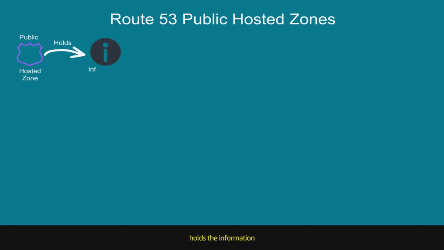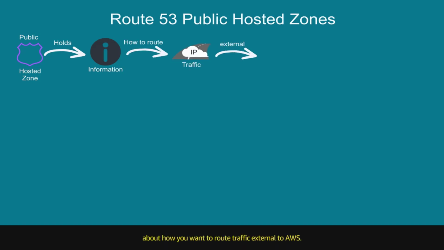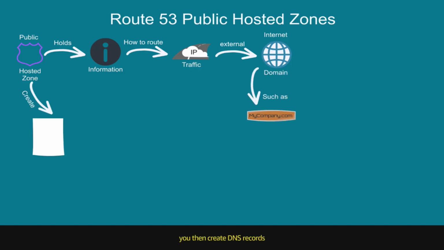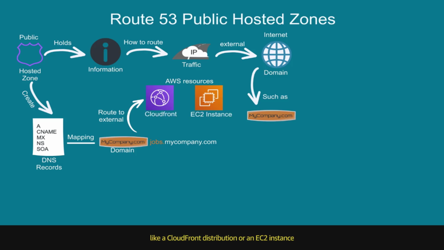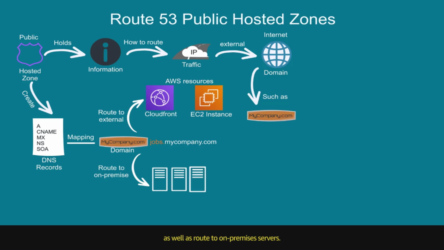Route 53 Public Hosted Zones. A public hosted zone holds the information about how you want to route traffic external to AWS. For an internet domain such as mycompany.com, you then create DNS records in the hosted zone to make a mapping between a domain name, such as jobs.mycompany.com, that route to external-facing AWS resources, like a CloudFront distribution or an EC2 instance, as well as route to on-premise servers.